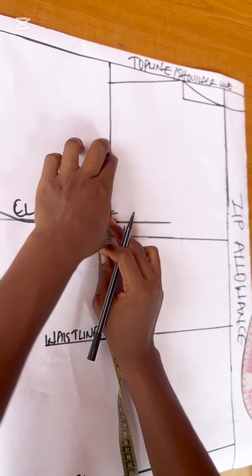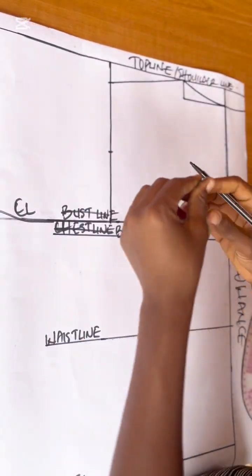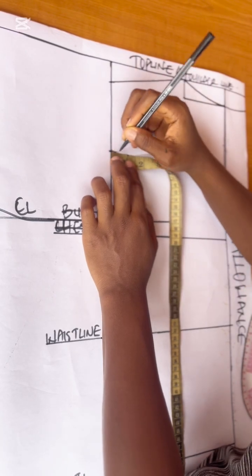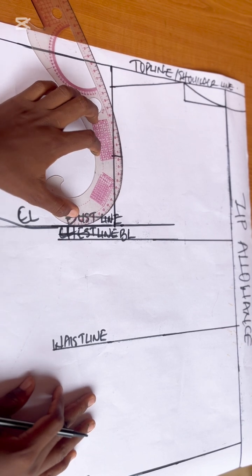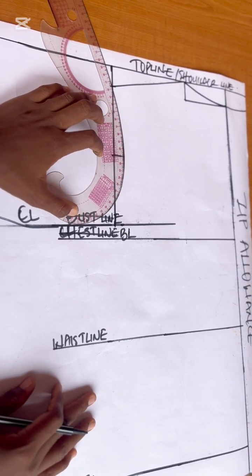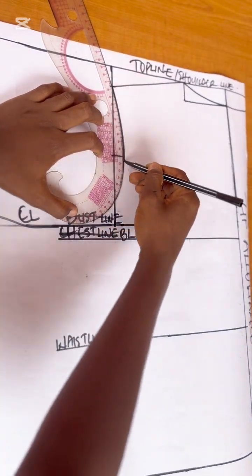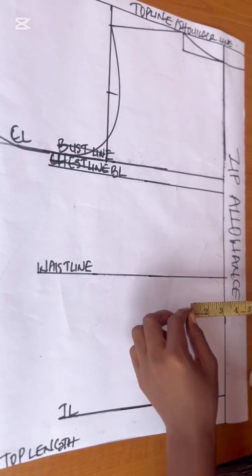So you divide that straight line by 2 and you go in by ½ an inch, just as how I did, and then you connect those 2 points together with your curve ruler. Please let the curve come out very well.